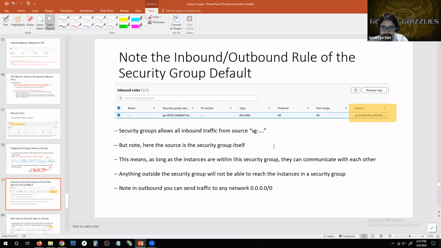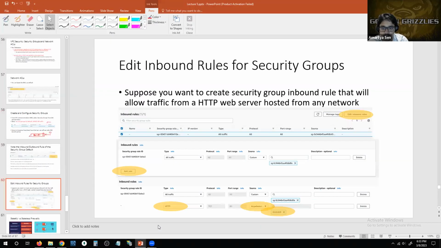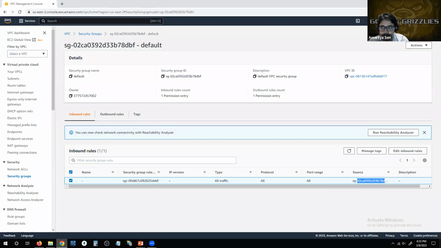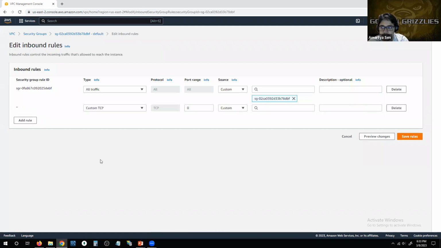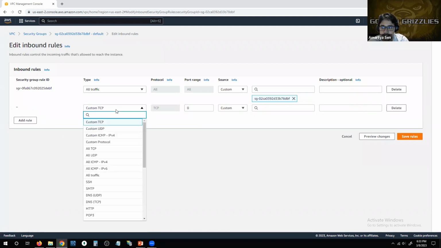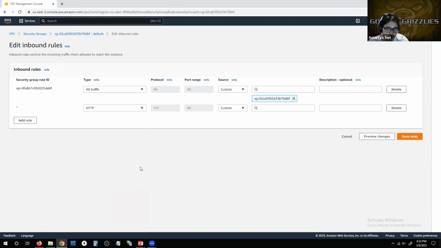So this slide is basically just the discussion that we talked about here: with the source being the security group itself, it is going to allow all communications within all the instances that belong to that same security group, and it will drop everything else. Again, just like we discussed with ACL policies, if you want to edit the inbound rules, you simply click on edit inbound rules. Then let's say you want to add a custom TCP protocol, or a web server hosting communication.